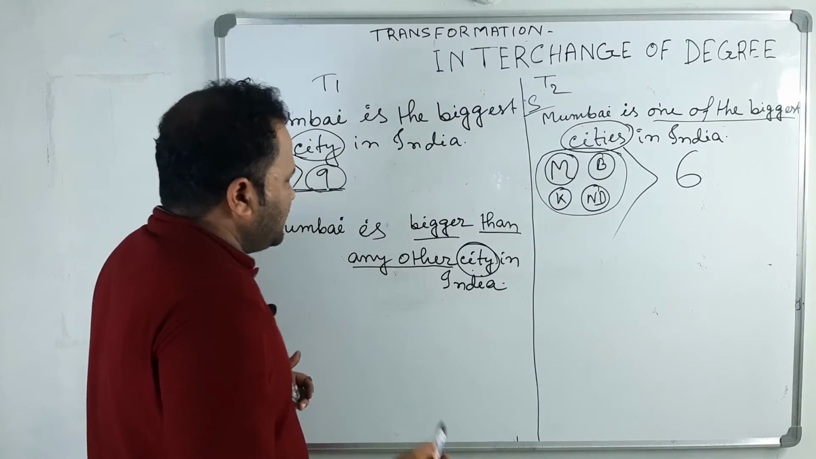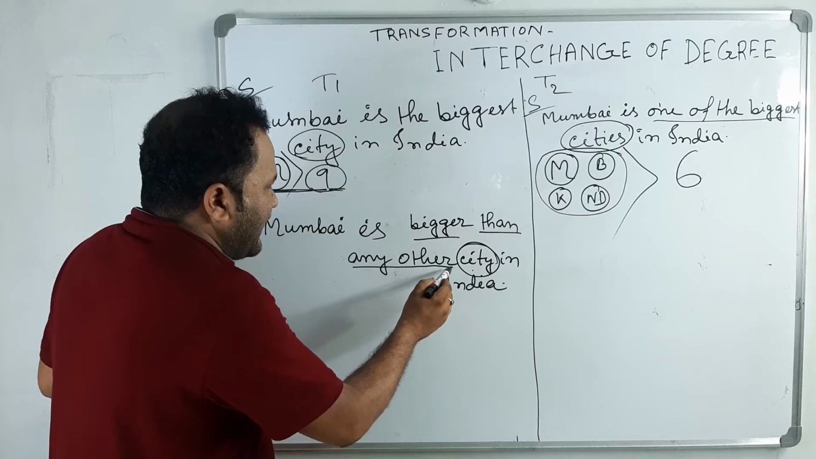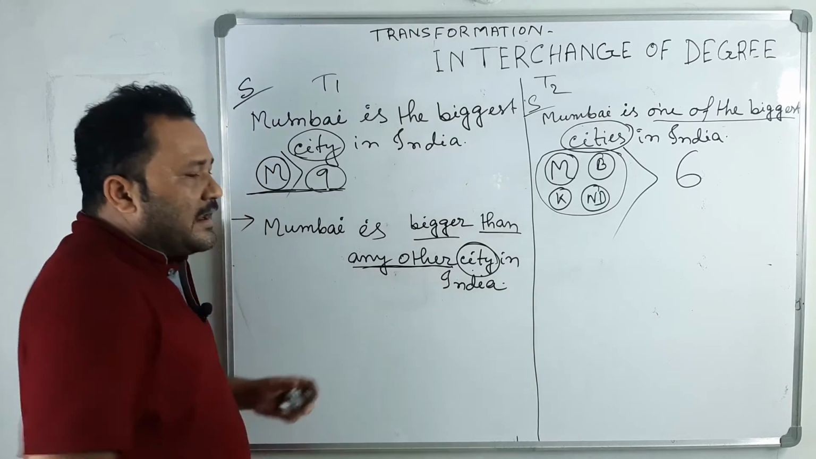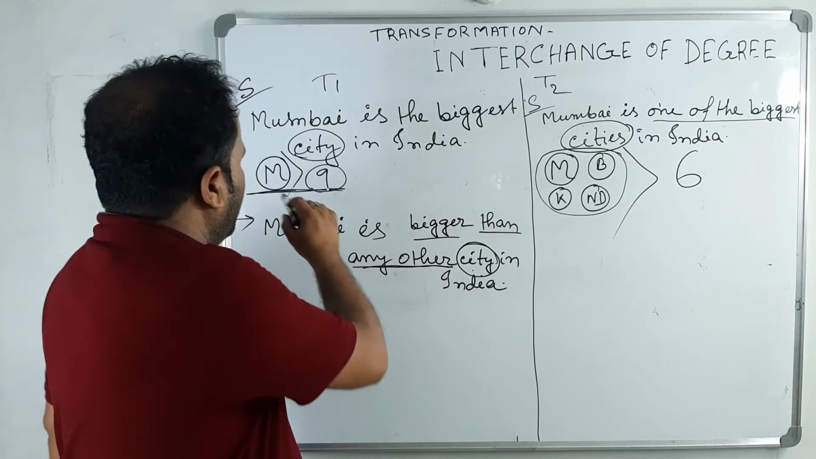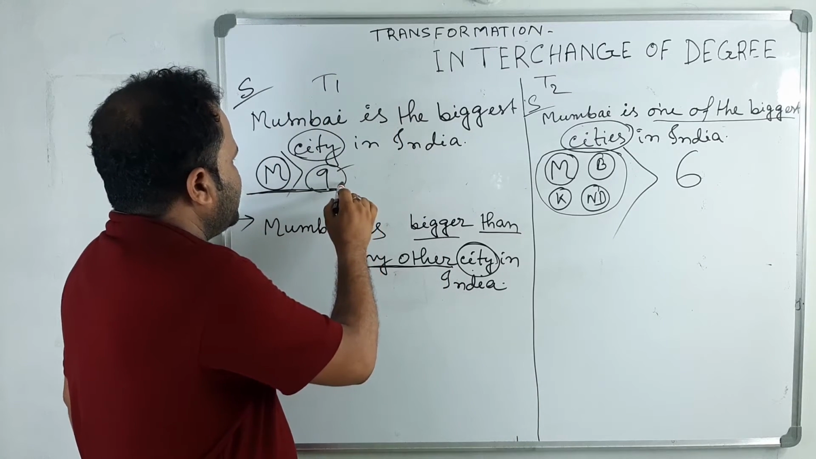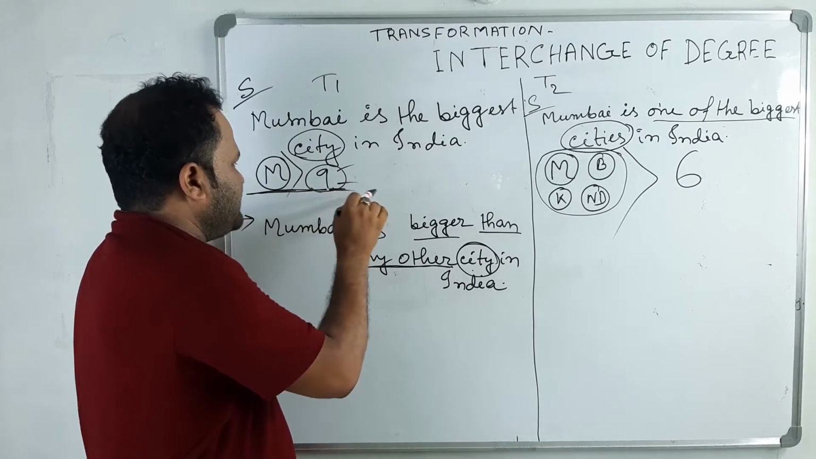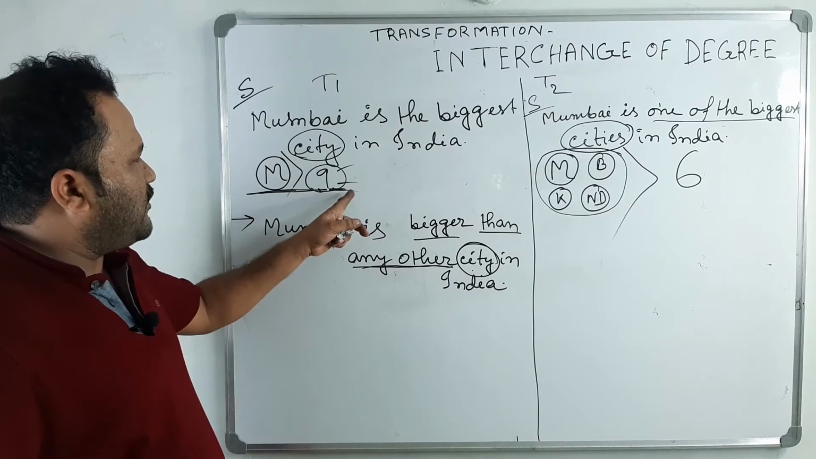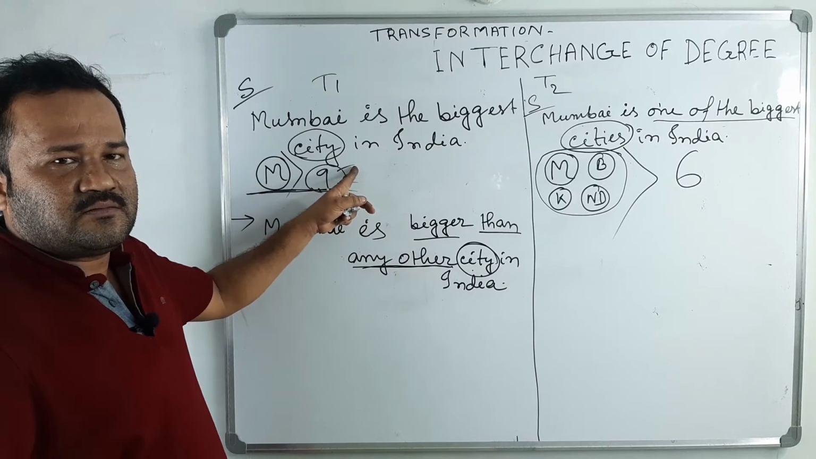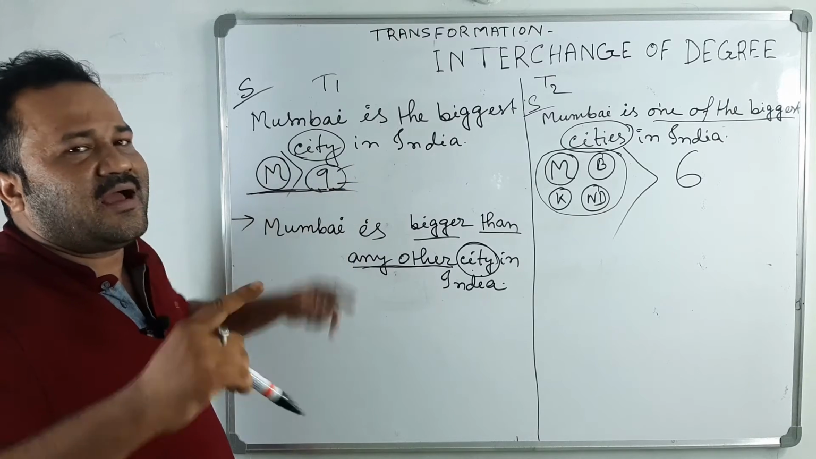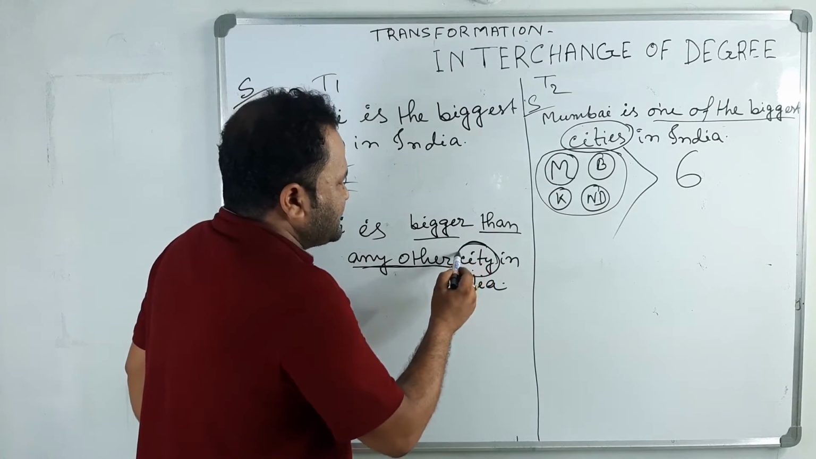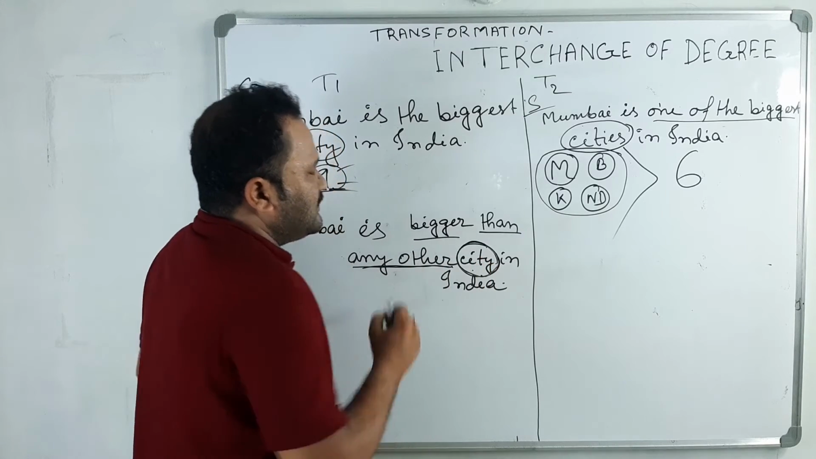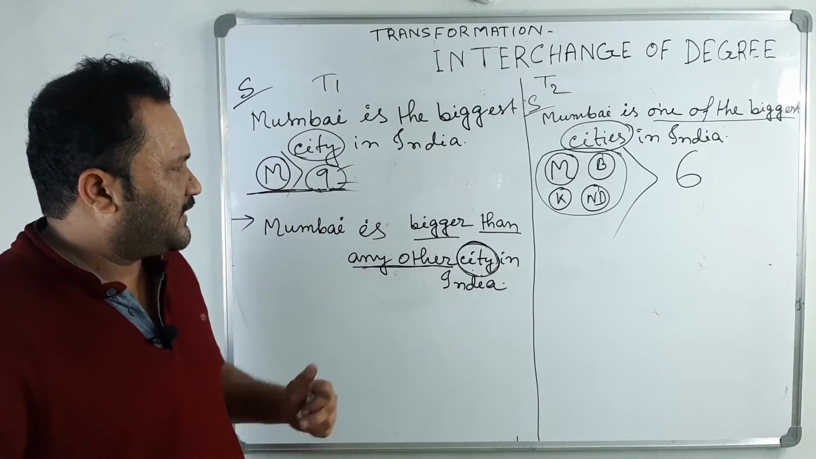Why is it singular? Because any other is pointing out every individual, like Mumbai is bigger than this city, Mumbai is bigger than this city, Mumbai is bigger than this city. So I am talking about every individual. हर एक सिटी को मैं अलग से बोल रहा हूँ. That means every single city is singular. So it is city. Clear?